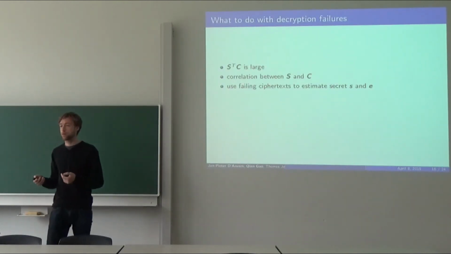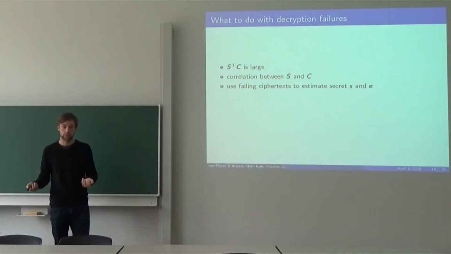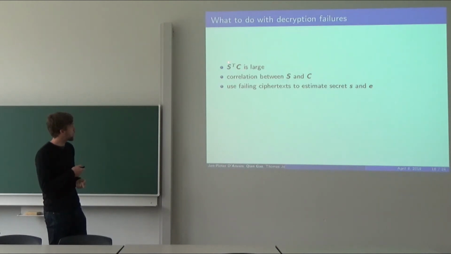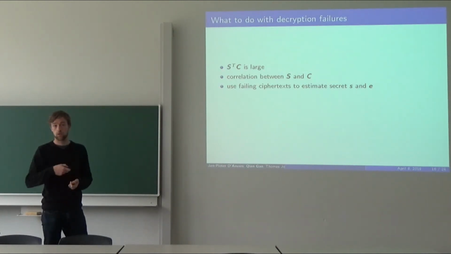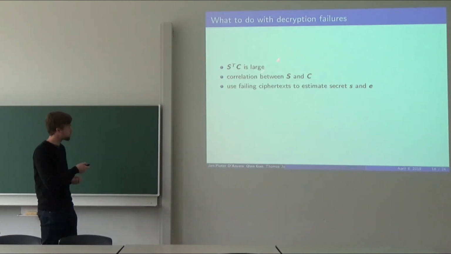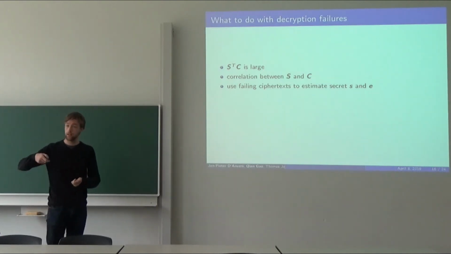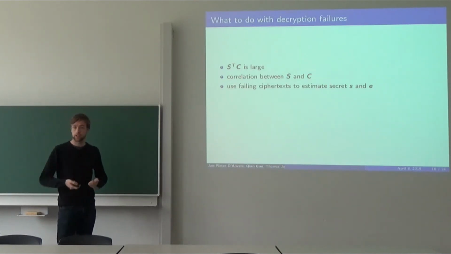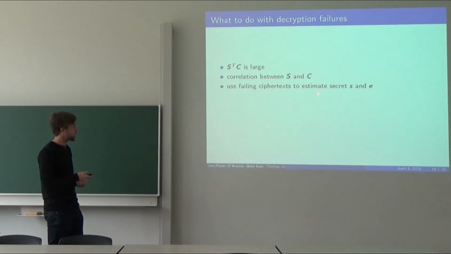So we've been talking about obtaining these decryption queries, but what can we actually do with this? Because that's also one of the questions. Well, we know that this inner product between S and C is larger than Q divided by 4, or smaller than minus Q divided by 4. But let's say that it's large. This means that there is a correlation between the ciphertext and the secret. So if we find enough failing ciphertexts, we can use any statistical technique, for example maximum likelihood estimation, to estimate the secret S, or small s and small n.